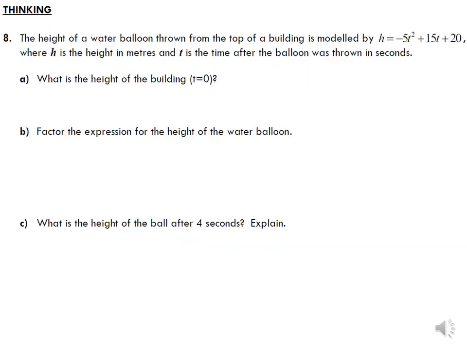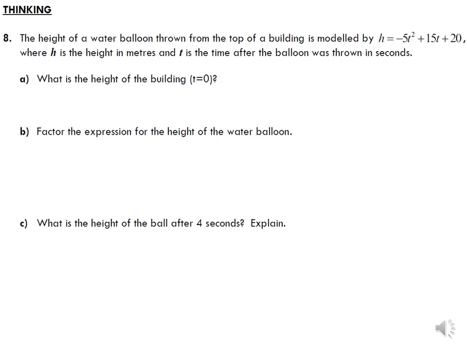Number 8, so we're getting into some word problems. The height of a water balloon thrown from the top of a building is modeled by this equation. H is height in meters, t is time in seconds. What is the height of the building? The height of the building is the same thing as asking you for the y-intercept. Now I've given you a hint here. You could put t equals 0, and if you put 0 in for all those t's, you're going to get the same answer as your y-intercept.